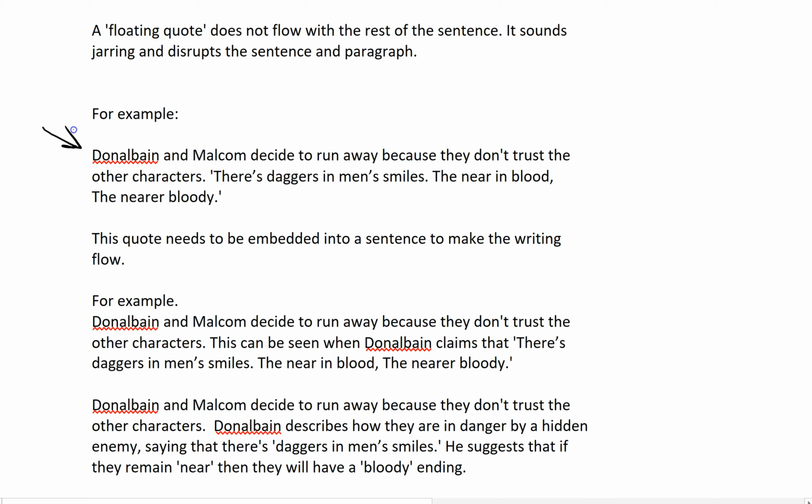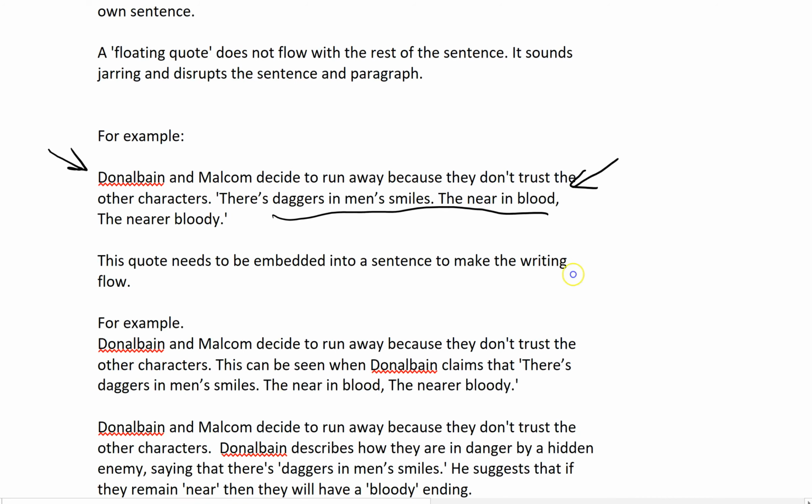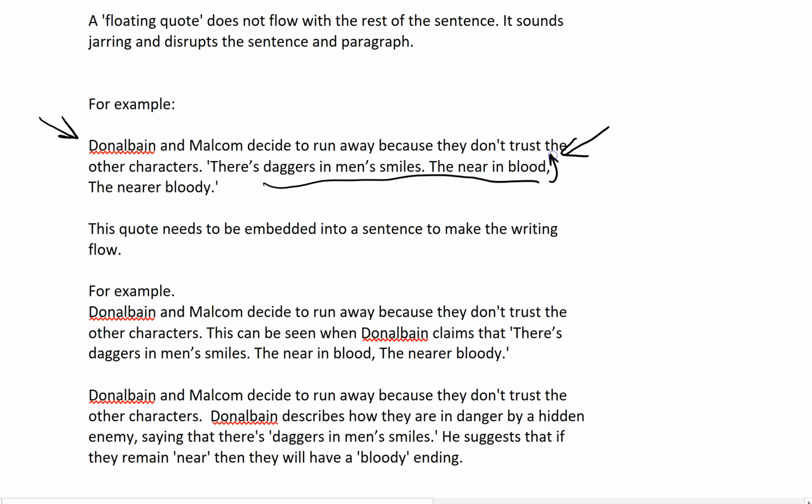Just this section here. Donalbain and Malcolm decide to run away because they don't trust the other characters. There's daggers in men's smiles. The near in blood, the nearer bloody. And so this is a quote that is connected to the statement above it, but without an introduction to the quote or an explanation of the quote, it's just sitting there like that. As a reader, you start talking about Donalbain and Malcolm, and all of a sudden you're talking about daggers, and it doesn't make any sense at all.